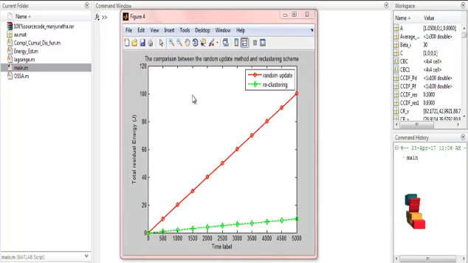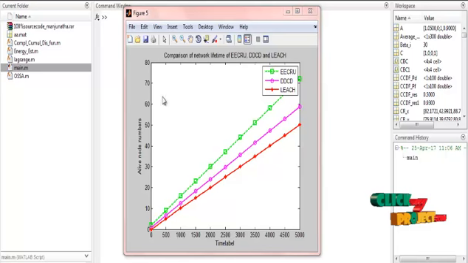In this figure, the comparison between the random update method and the reclustering scheme is shown. The two methods are compared. With the random update, the residual energy will be increased, but with the reclustering concept, the residual energy will be decreased. The x-axis shows the time label, and the y-axis shows the total residual energy. So this is the comparison between the random update method and the reclustering scheme.